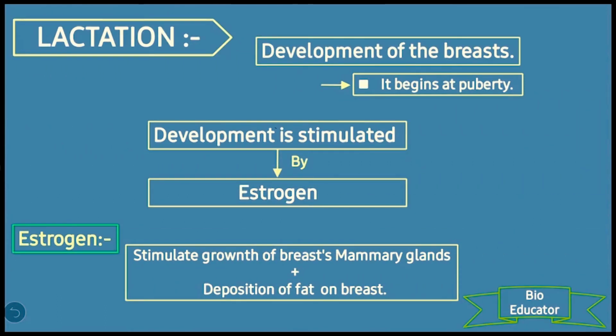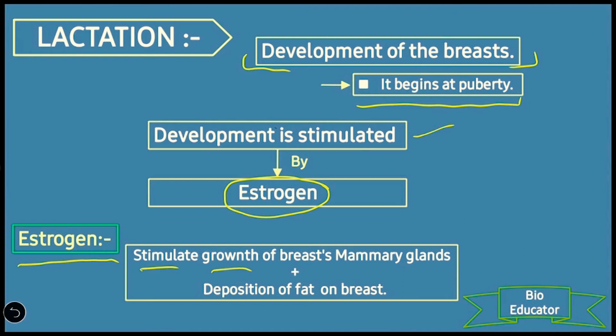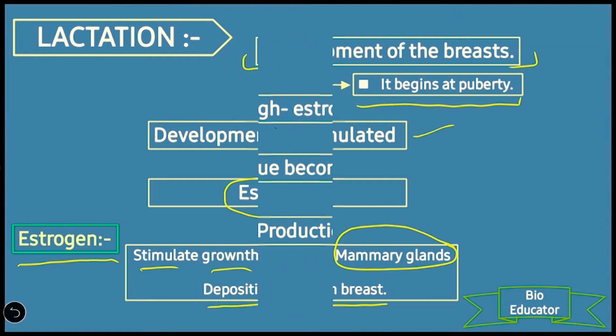Now, about the lactation process. It is the secretion of milk from the breast after the parturition. First, the development of the breast takes place, which begins at puberty. This development is stimulated by the estrogen hormone. This estrogen hormone stimulates growth of the mammary glands of the breast plus deposition of fat on the breast.